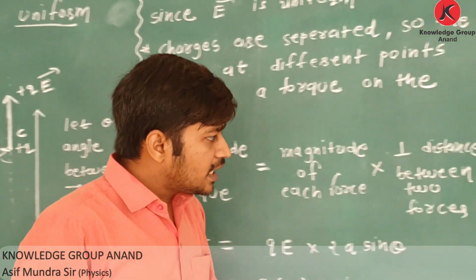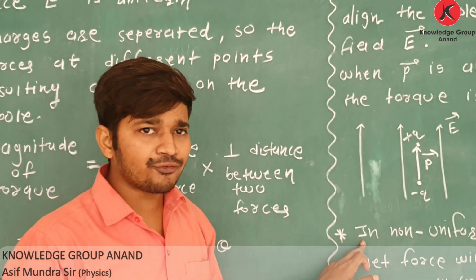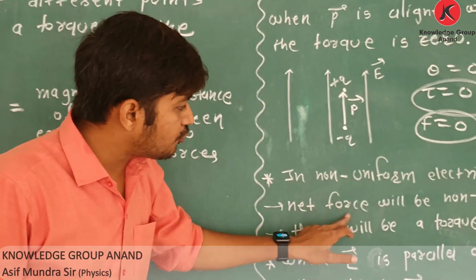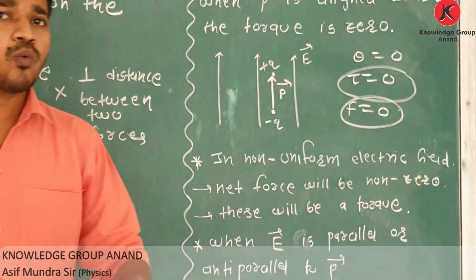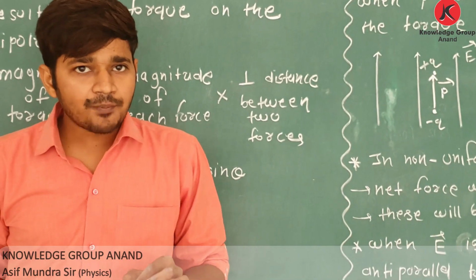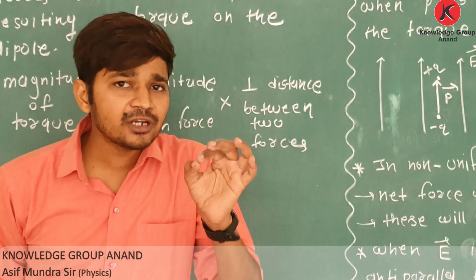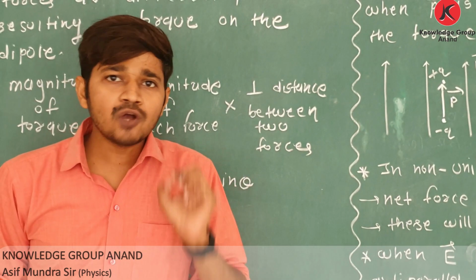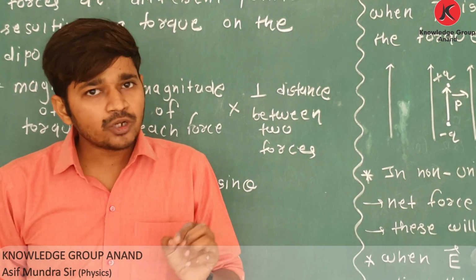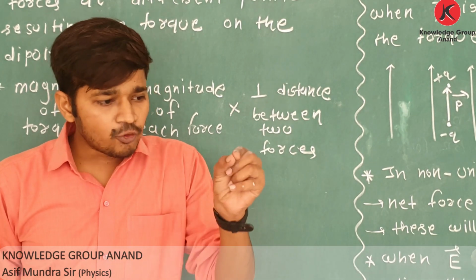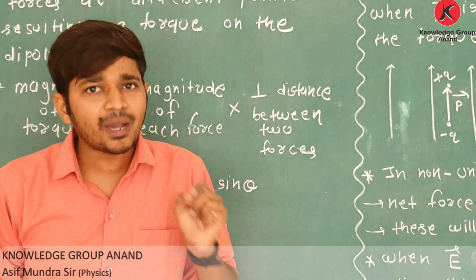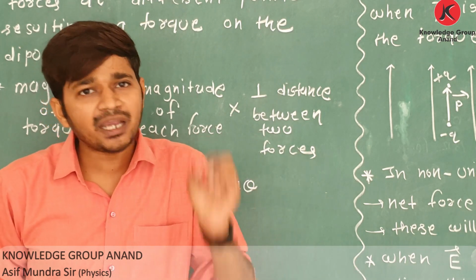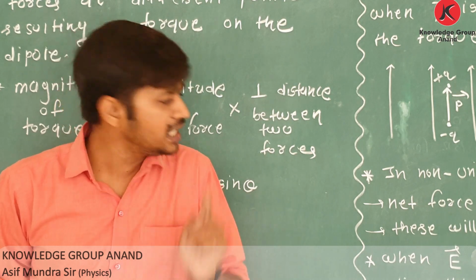The second case is a non-uniform electric field. In a non-uniform electric field, the net force will be non-zero. Why non-zero? Because a non-uniform electric field means that as distance or points change, the value of the electric field also changes. So the force acting on the plus q charge and the force acting on the minus q charge will obviously have different magnitudes. So the resultant force is non-zero.